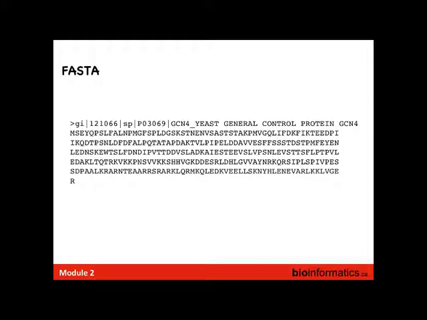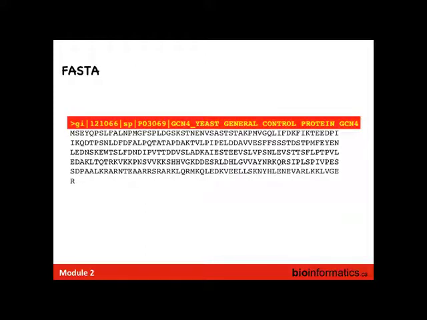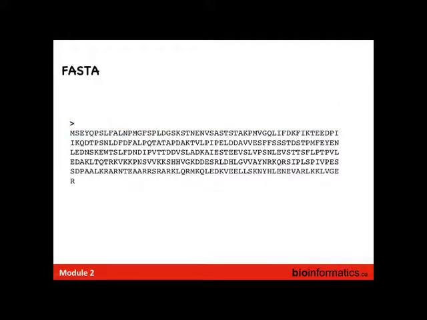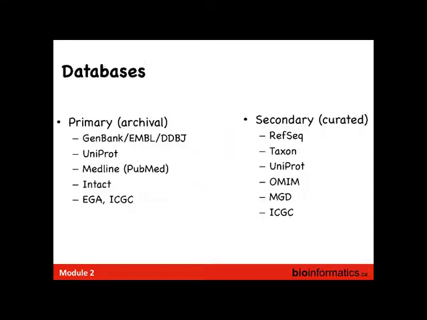Obviously there's not that much information, except a biologist will read that and see it's from yeast and it's a protein, and it's GCN4, a regulatory protein I know, general control of, not nucleotides, it's amino acids, yeah. But a FASTA file could be as simple as just this.